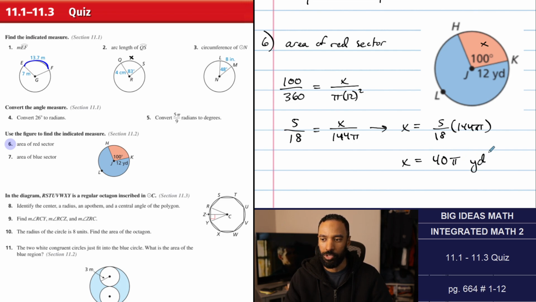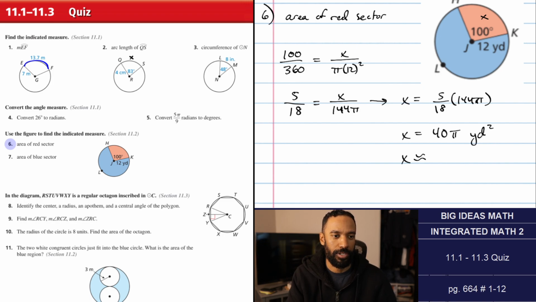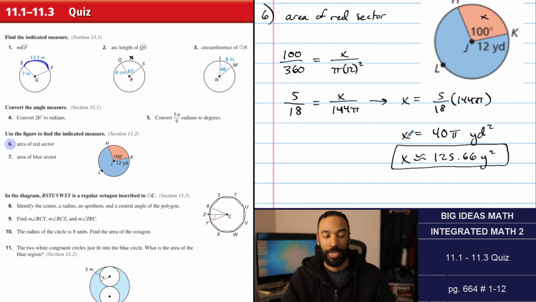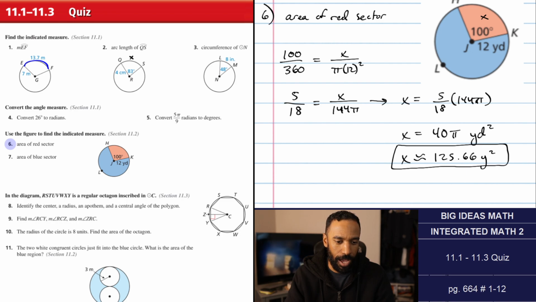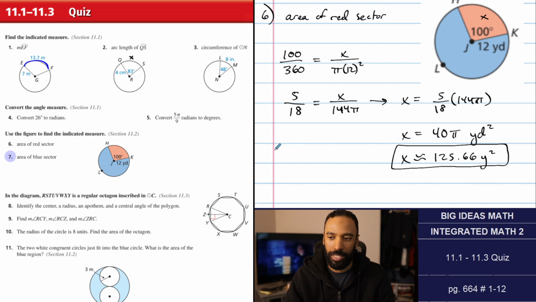40 pi square yards. Remember, this is area, so we have square yards. That's an exact answer, but we are going to go ahead and approximate it. And 40 pi square yards is, and I'm trusting my own internal math, 125.66 square yards. I hope that's right, so that way you don't get anything wrong. I just lost my page now that I went to the calculator. With that in mind, we are going to find the area of the blue sector next on number 7, and there are multiple ways you can go about it. They all get to the same result.